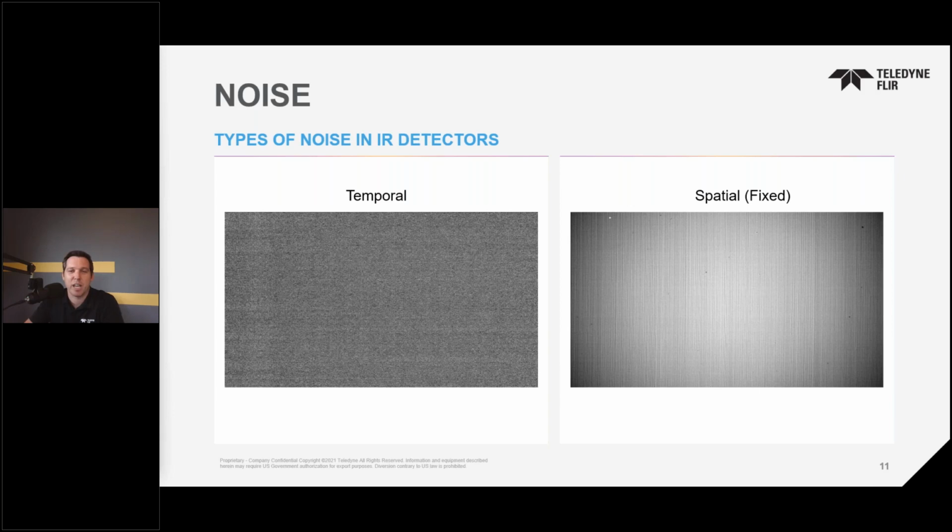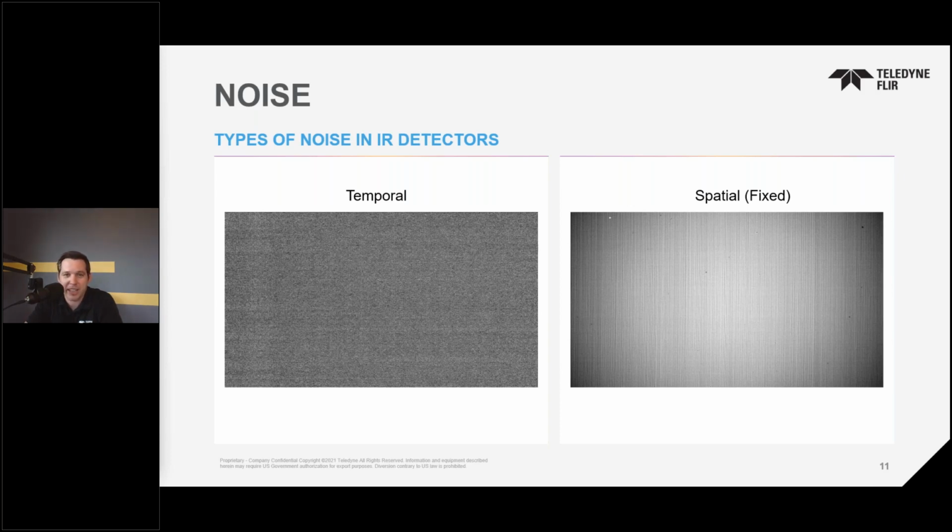First, let's identify types of noise. This slide depicts image captures from a cooled photon counter camera. Both photon counters and bolometers experience temporal and spatial noise. It's just easier to get pictures of them on a cooled camera since we can turn off all the corrections. In the image on the left, we have temporal noise. Temporal noise happens randomly per pixel over time, as opposed to spatial or fixed pattern noise that does not change with time.